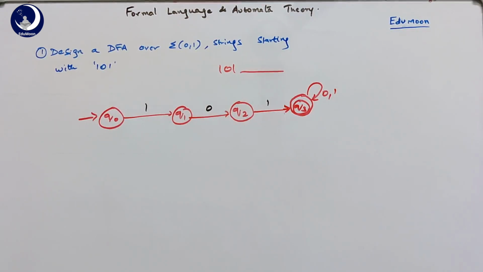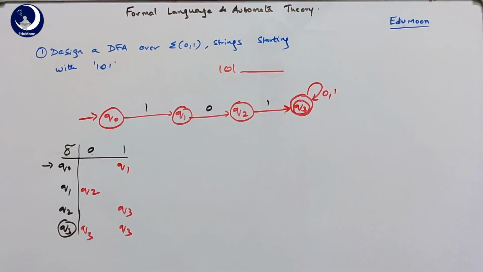Like for the Q0 state, we have given the input transition for 1 which goes to Q1. So when we write the table for the delta transition, Q0 on 0 goes to nothing, we have given here nothing, but Q0 on 1 has traversed to Q1 and so on. So from the diagram we get the transition table as this following table.